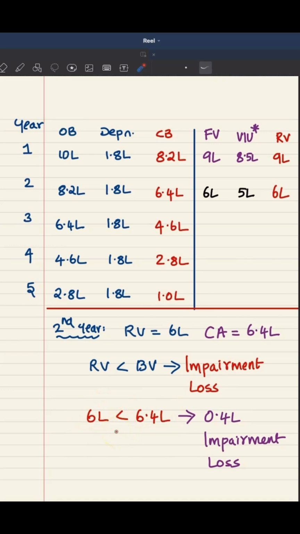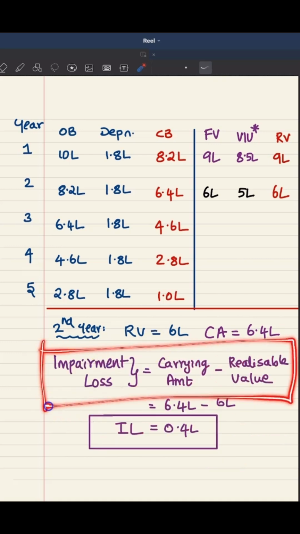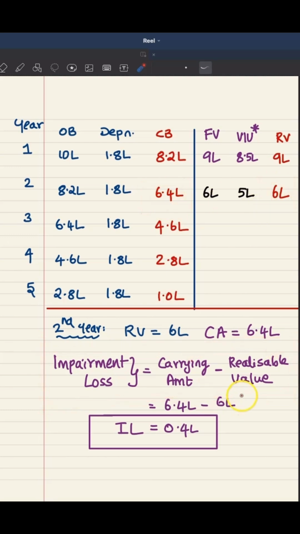So let me express this through the formula. Impairment loss is nothing but carrying amount minus realizable value. Here carrying amount is 6.4 lakh, realizable value is 6 lakh. So 6.4 lakh minus 6 lakh, you get 0.4 lakh, and that is impairment loss.